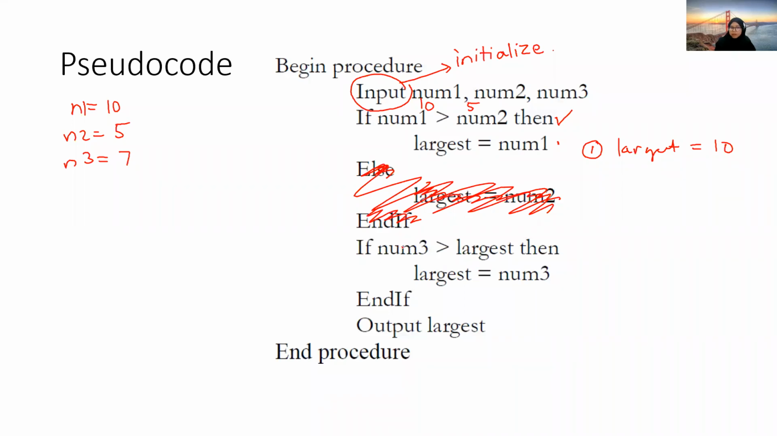Okay, if number 3 is bigger than the largest, number 3 is 7. Is it bigger than the largest, which is our assigned largest right here, 10? Wrong, because this is false. So since this is false, this is not going to be evaluated, and you end this one. So the output is going to be the largest. Which one is the largest? The latest value of the largest, which is 10.